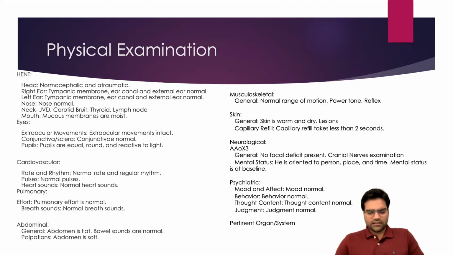So musculoskeletal means any weakness, normal range of motion, power, tone, reflexes. You have to mention all these things. Then comes the skin. Skin means whether the person has warm and dry skin, or does he have any kind of lesion on the skin?